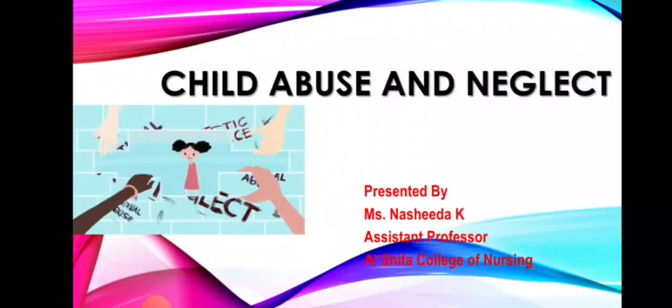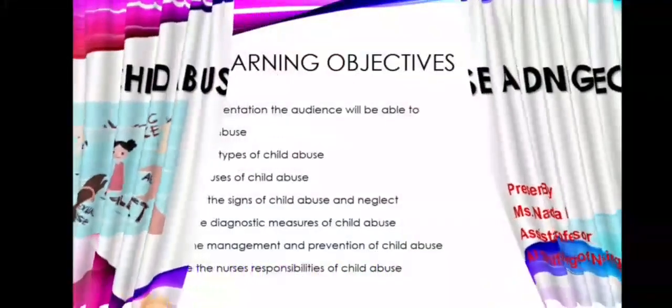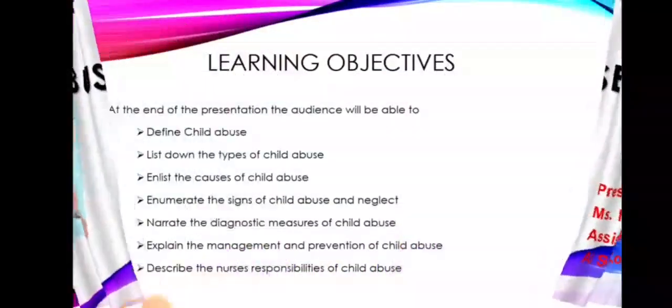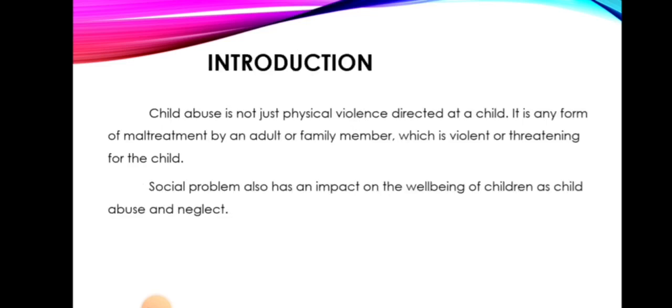Today we will discuss child abuse and neglect. The learning objectives are to define child abuse, list down the types of child abuse, enlist the causes of child abuse, enumerate the signs of child abuse and neglect, narrate the diagnostic measures of child abuse, explain the management and prevention of child abuse, and describe the nurse's responsibilities.